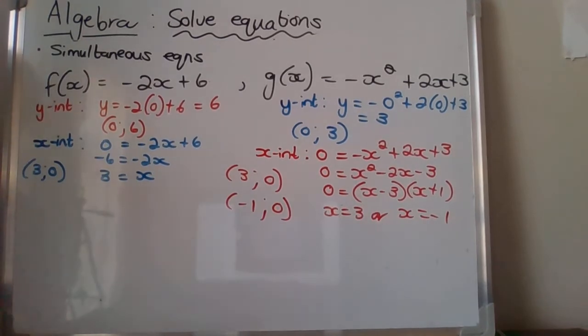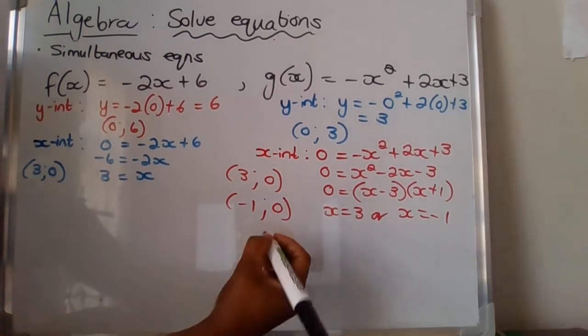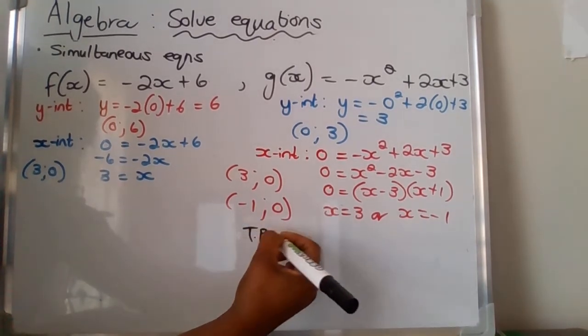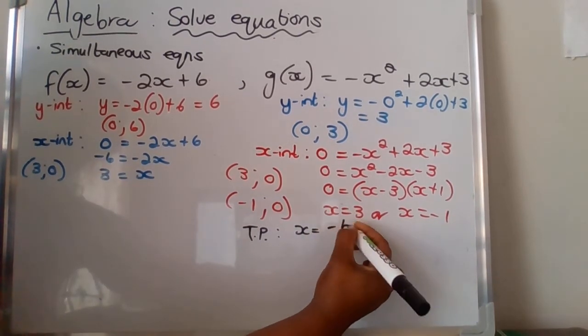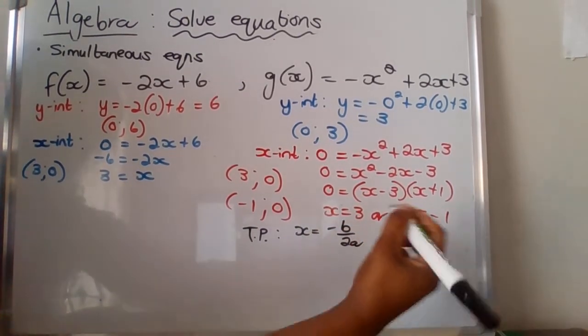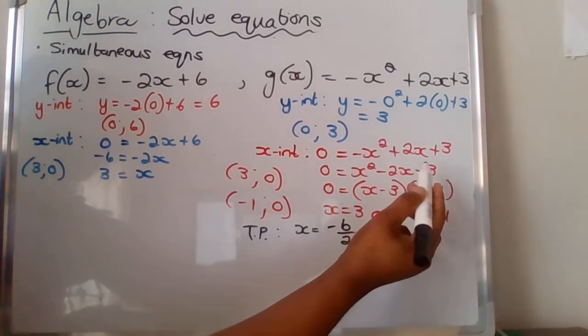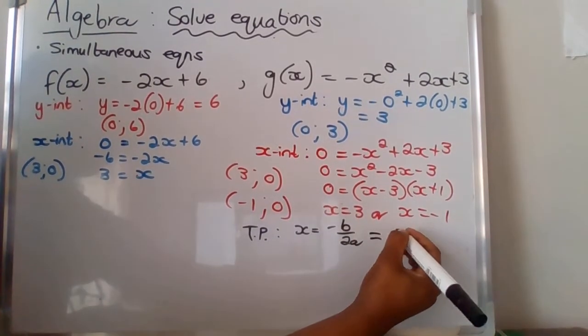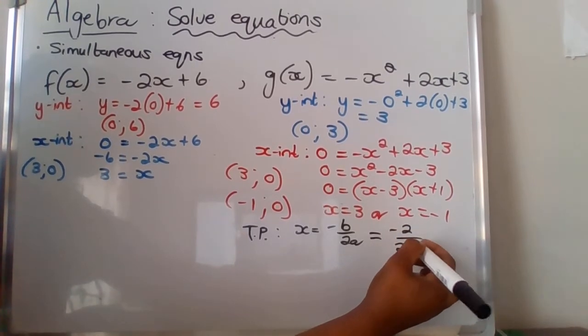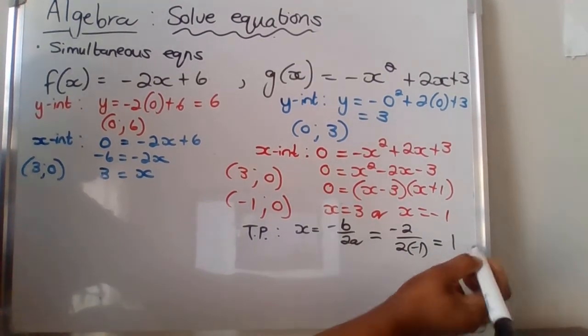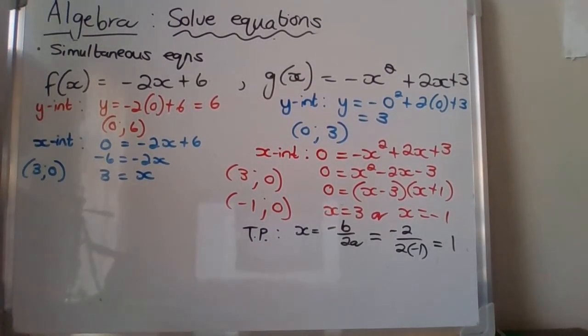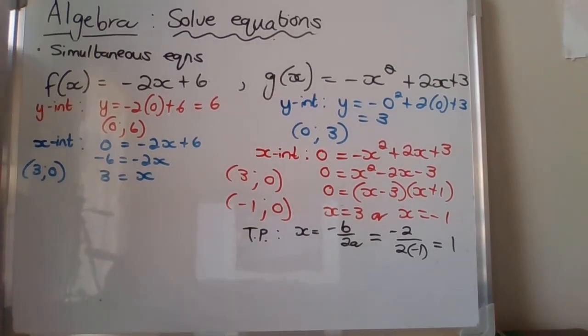But with the parabola, we also need to find the turning point, all right? And how do I find the turning point? To find the turning point, I use this formula, x equals minus b over 2a. My b value here is 2, so minus 2 over 2 times minus 1, because a is minus 1. So my final answer here is 1. So my turning point is where x equals 1.